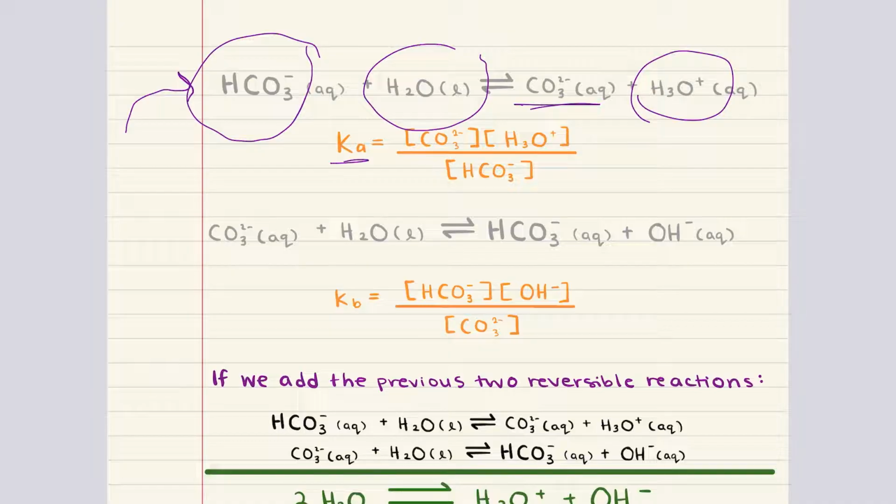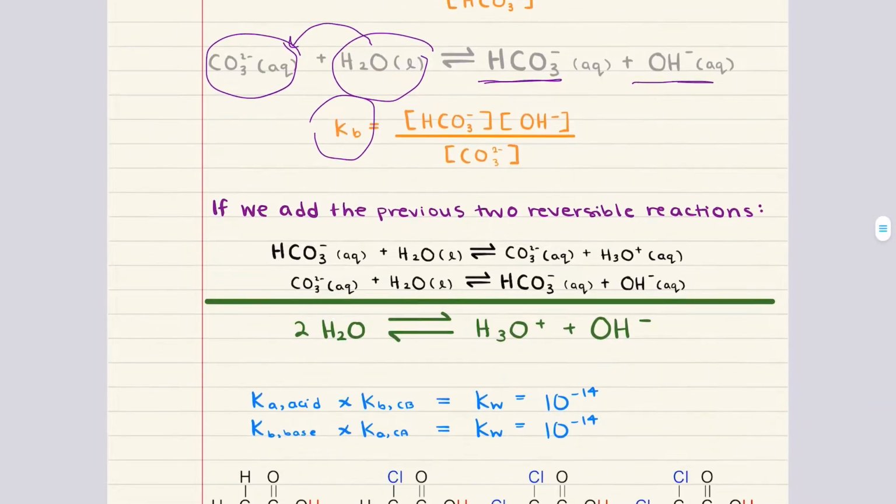Similarly, here we have a base reacting with water. Water gives the base a proton. So now we have the conjugate acid and hydroxide ions, and we can write the base dissociation constant for this reaction. Now, since the net reaction represents the autoionization of water, the equilibrium constant for the combined reaction is going to be the product of the individual equilibrium constants.